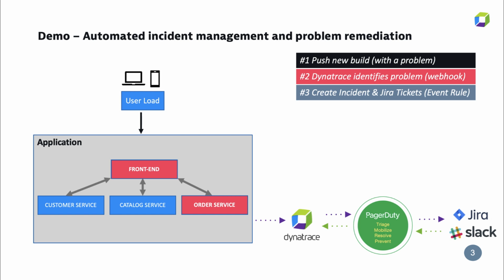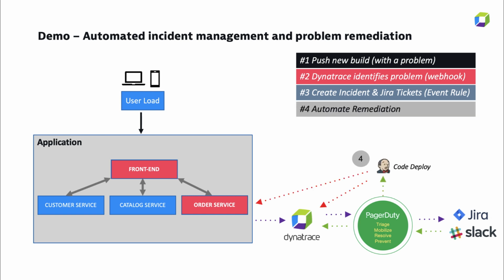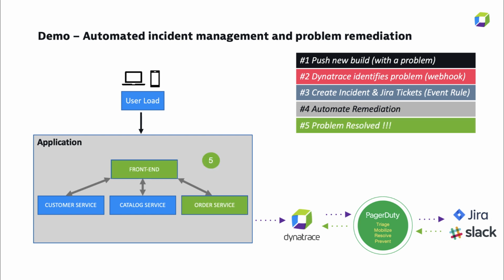This problem information will be fed into PagerDuty, where some event rules will process the payload, determine where things need to go, such as open a Jira ticket and to Slack. Then our ops engineer is going to manually cause a remediation, which will cause a code deploy for Dynatrace to pick up and identify the problem's been resolved.